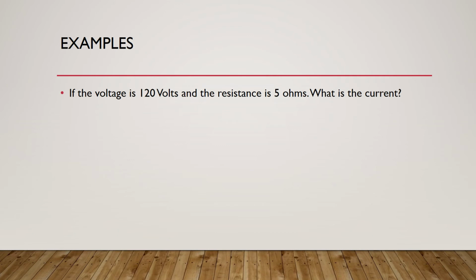Examples. If the voltage is 120 volts and the resistance is 5 ohms, what is the current? So I will use Ohm's law, voltage, resistance, and amperage. What do I have? I have voltage, I have resistance, I need the current, which is amps. So A equals V over R. In this case, this will be 120 over 5, and that should give you 24 amps. And this is what you get from this division. Make sense? Okay, try it out.